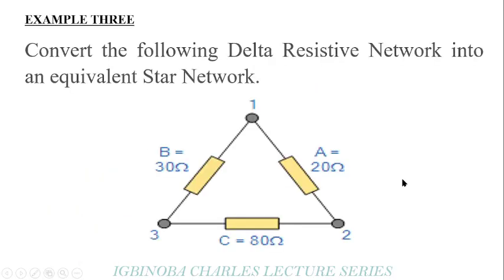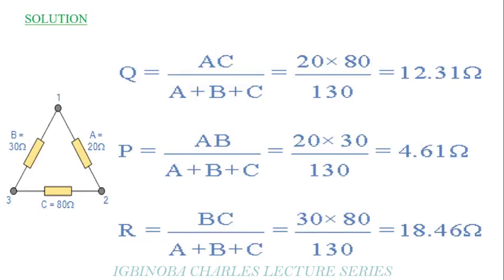So let us take a simple example to illustrate the conversion from a delta resistive network into a star network. For example 3, convert the following delta resistive network into an equivalent star network. So like we said, it is easy to do. To get your Q, know that Q is at this point. So we say A times C all over A plus B plus C. When you do that, you get this.